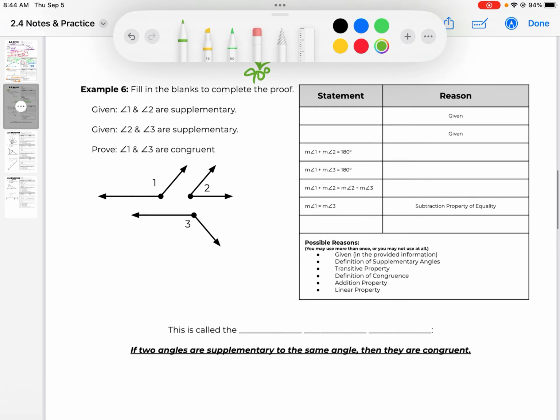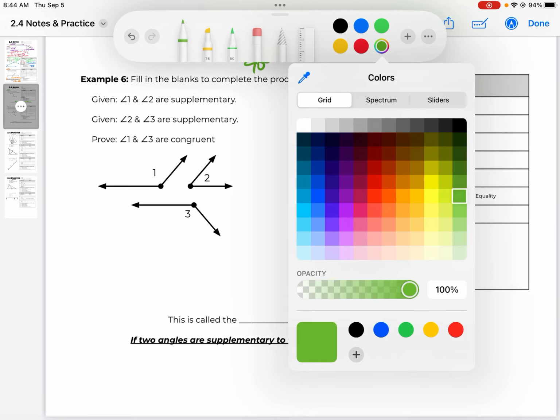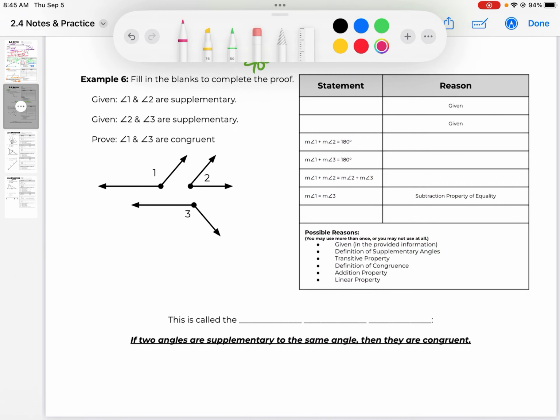And then lastly, we have example 6 on our notes. Example 6 is, trying to mix up my colors a little bit. Example 6 is proving the congruent supplements theorem. And that says if two angles are supplementary to the same angle, then they are congruent, and you will see that demonstrated through example 6.